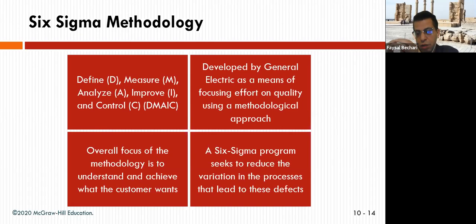So once you design according to what the customer wants, you start building your products, or you're improving your product, accordingly. So a Six Sigma program seeks to reduce the variation in the process that leads to these defects. Once you build your product, you need to put a process at a certain level of quality that doesn't go below that, because if it goes below that, there is more chance to have a defective product.